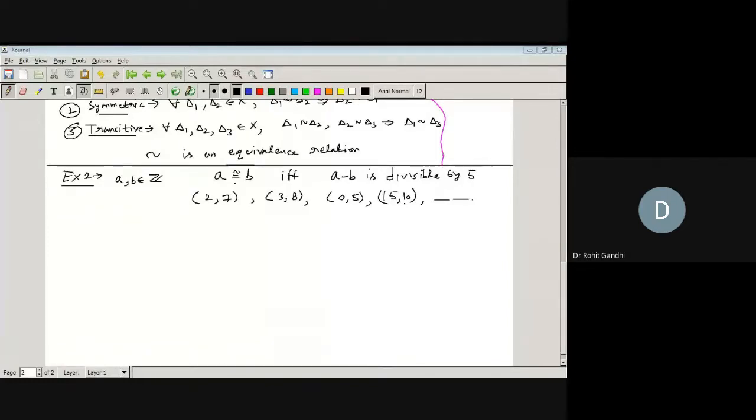Now I have to check whether this relation holds: if I take any two integers, for any A, B belonging to Z, they are in relation if and only if A minus B is divisible by 5. I have to check whether this relation is reflexive or not. Yes, raise your hands.